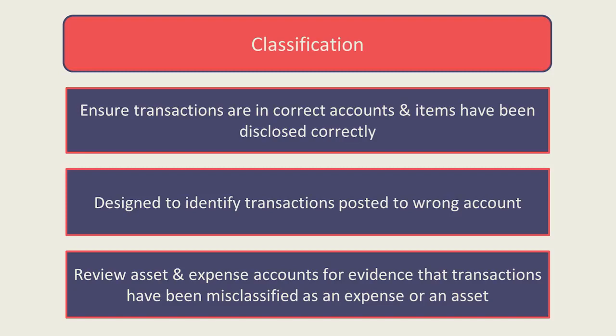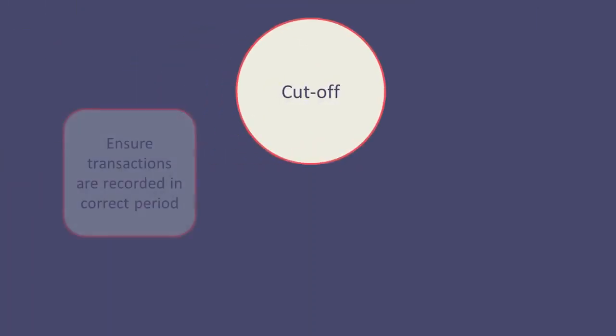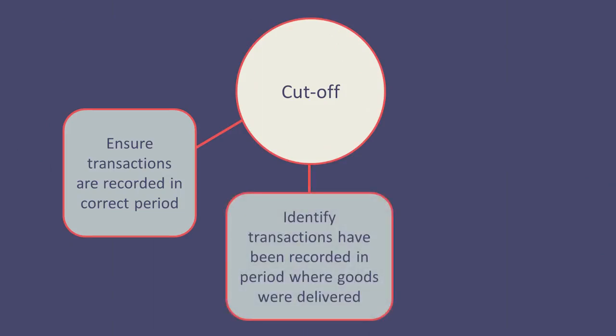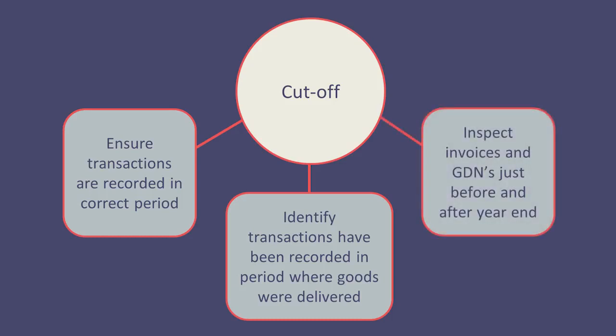Finally, cut-off is to ensure transactions are recorded in the correct financial period. Audit tests are designed to identify if sales and purchase invoices have been recorded in the period where the goods were delivered or dispatched. An example would be to inspect the goods dispatch notes just before and after the year end and compare to the sales invoice recorded. If the delivery date is before the year end, the sale should be recorded this year. If the delivery is after the year end, it should be recorded in the following year.